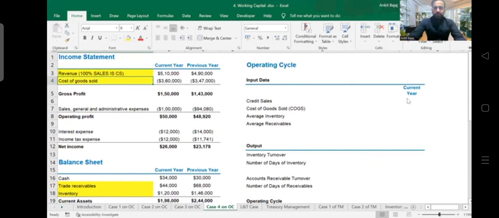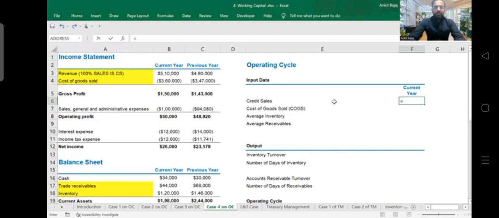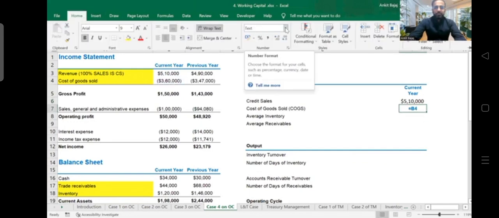Now here, first we have to select the credit sales. So we are assuming 100% of sales is credit sales, right? COGS is already given in the question. How much is COGS? It is 3,60,000, right?